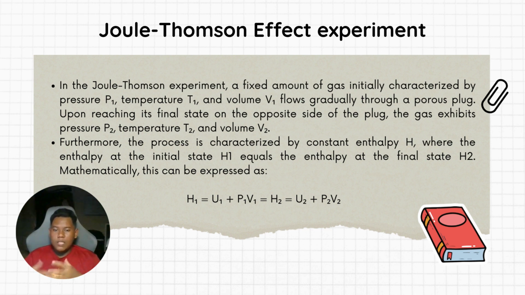In the Joule-Thomson experiment, a fixed amount of gas initially has pressure P1, temperature T1, and volume V1. It gradually flows through a porous plug until it reaches its final state on the opposite side of the plug, where it has pressure P2, temperature T2, and volume V2.